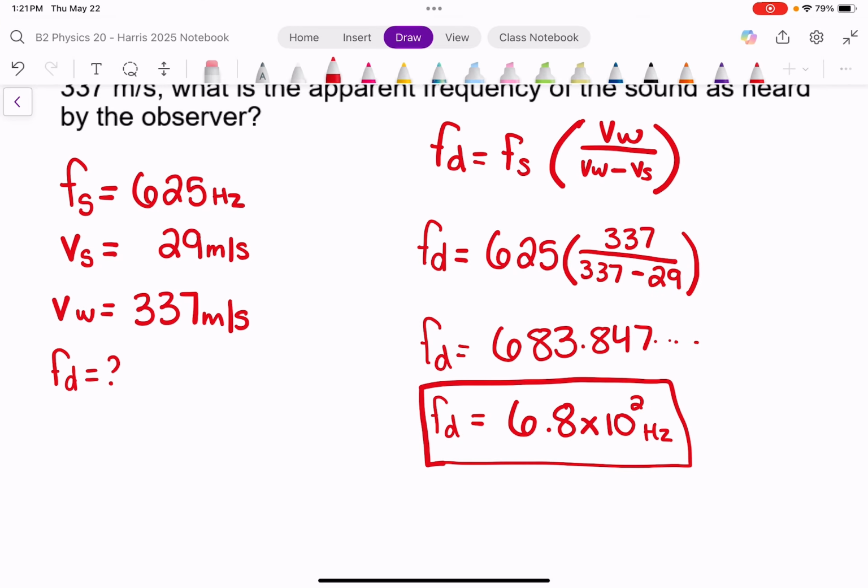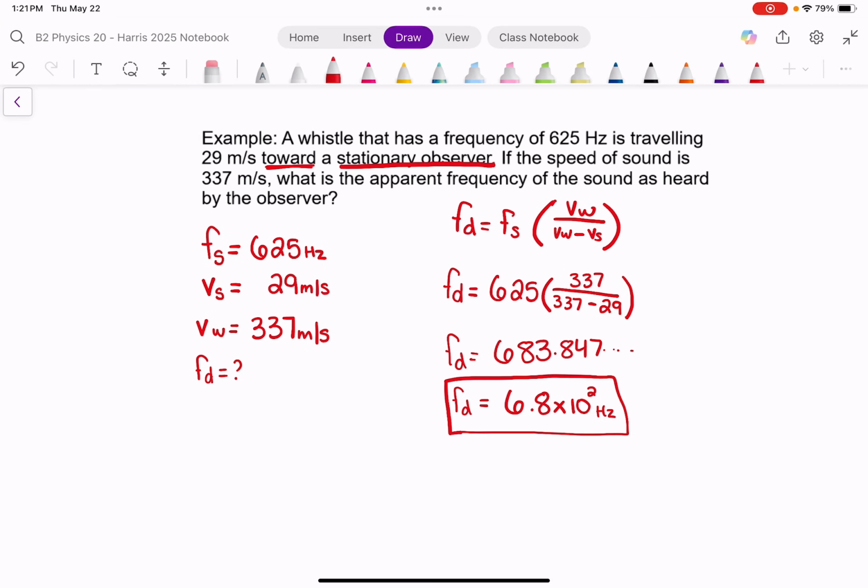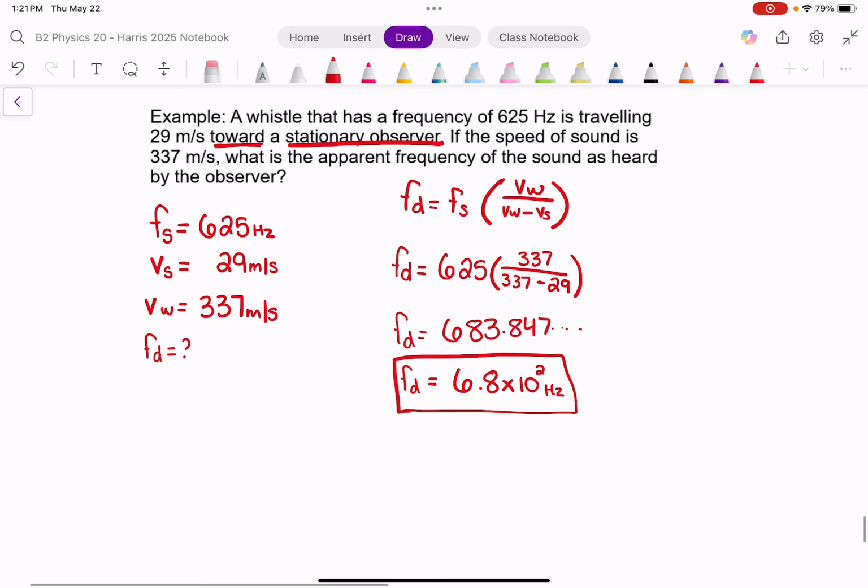Okay, I really hope that video worked. If it didn't, I'll get Mr. Rook to show it to you a different way. But this is our Doppler effect. We're all done. You are officially all done learning Physics 20. You have all the knowledge.